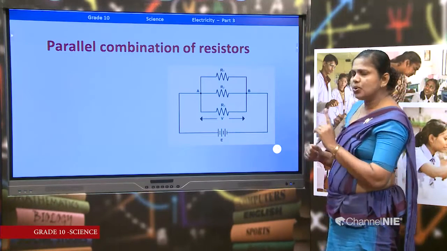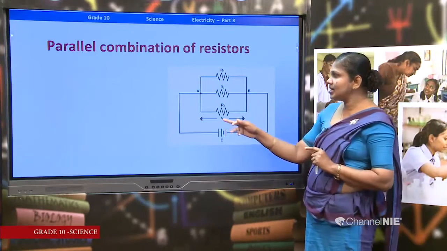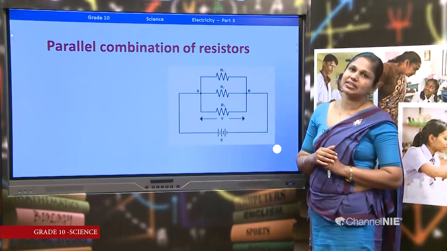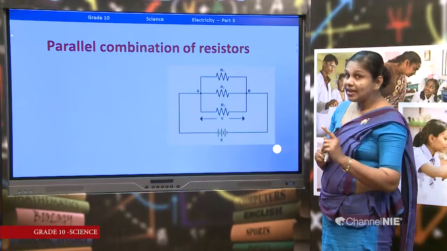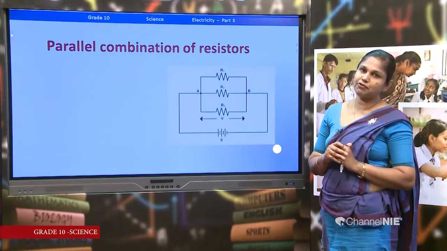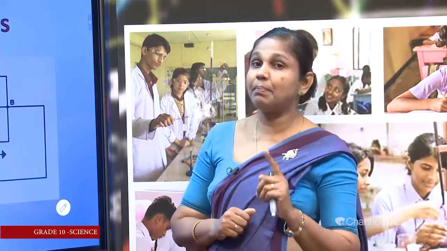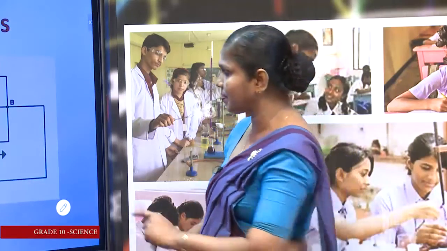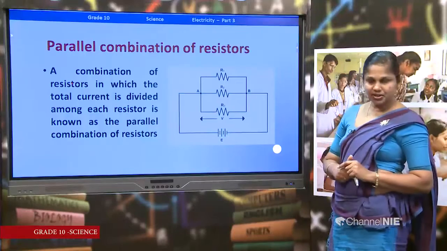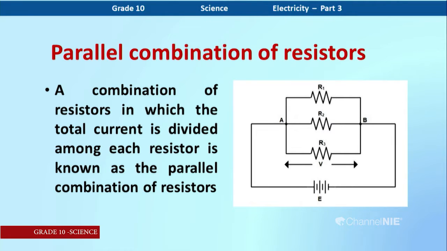And when the total current flows through the circuit, children, total current is divided among the resistors and flows. Not like in the series combination. Here the current is divided among the resistors and flows. When the resistors are connected in this manner, it is called the parallel combination of resistors. See the definition. A combination of resistors in which the total current is divided among each resistor is known as the parallel combination of resistors.